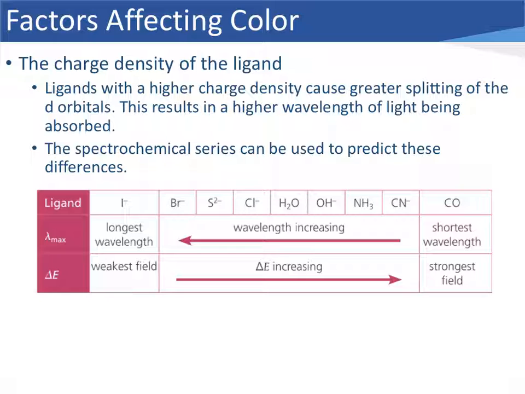The other thing that can affect it is the charge density of the ligand. We have a number of different ligands, from iodide to carbon monoxide. The shortest wavelength, highest energy, is the strongest ligand. Iodide ion is going to be the weakest ligand. So we can use this to make a relative comparison. Stronger ligands with the same metal will produce a greater difference in energy.